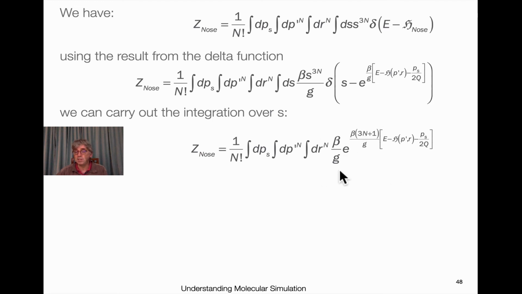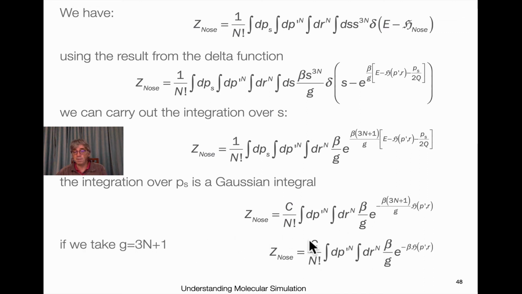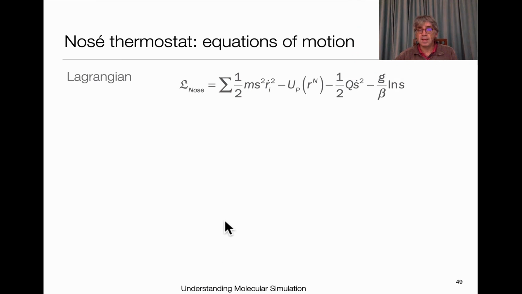And if we take things out and select g equal to 3N plus 1, so we can carry out this integration. It's giving a constant we are left with here. And you see, if we take g equals this, we get a Hamiltonian that surprisingly looks similar to the canonical ensemble. Since the constant plays no role in thermodynamics, that's more or less showing that with this Hamiltonian we can simulate the canonical ensemble.